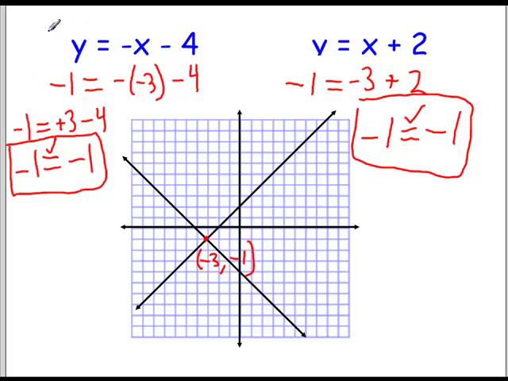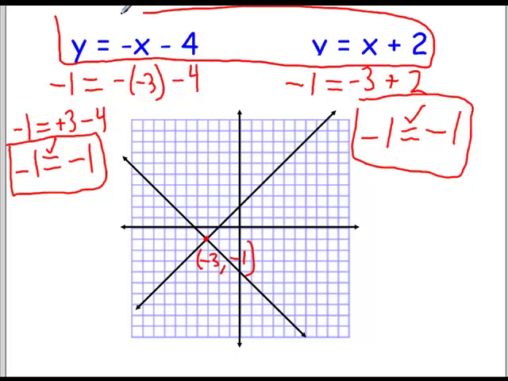And that's what that means. Your system of equations is these two equations. Your solution is a point where they intersect, negative 3, negative 1. And it is a solution because when you plug it into both of them, you get a true result. When I mean true result, it equates. Okay?